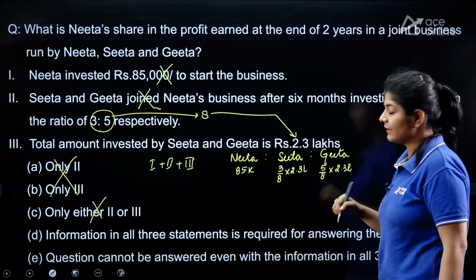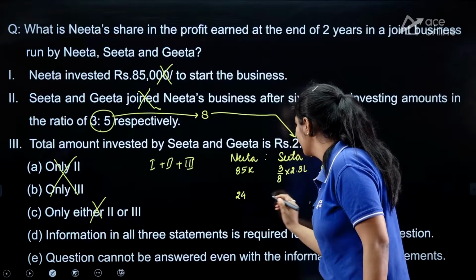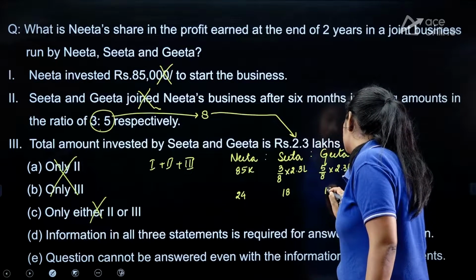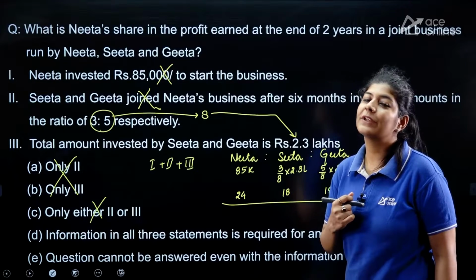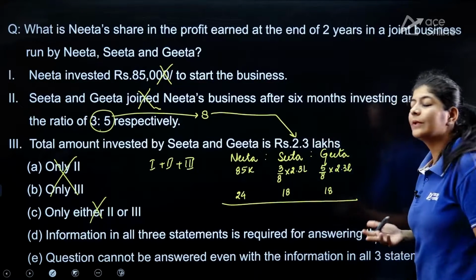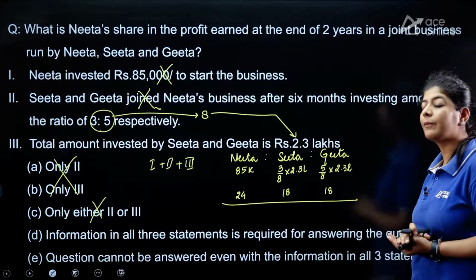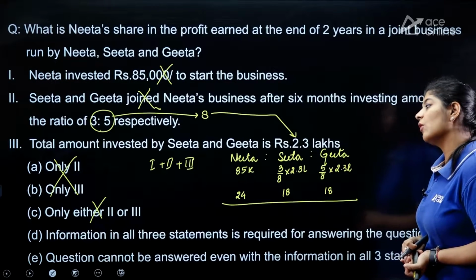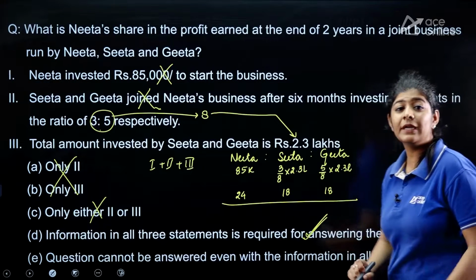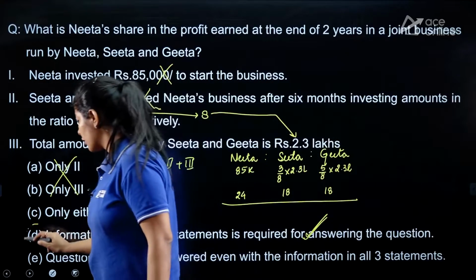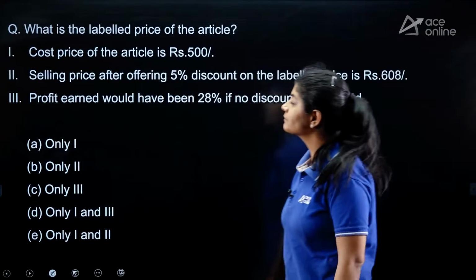This is the investment done by them, and the time period is 24 months here, 18 months here, and here also 18 months. All you need to do is multiply them and you will get the answer. But we are only able to get the answer if we combine all these 3 pieces of information together. Information in all 3 statements is required to answer the question. That means option number D is the correct one. It's quite easy, right? Next.